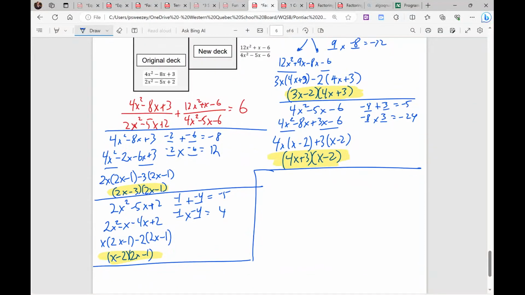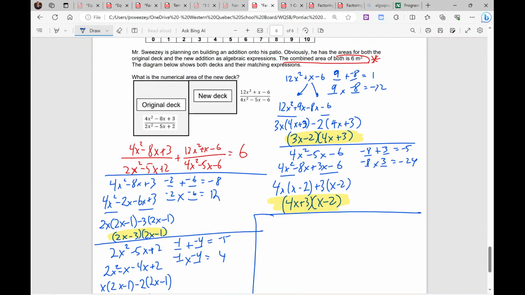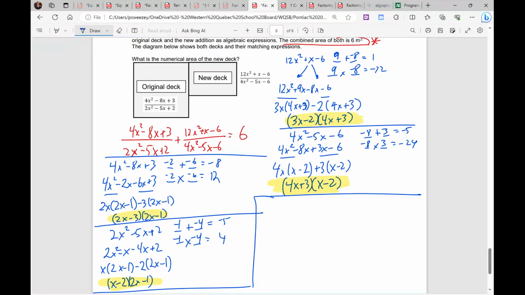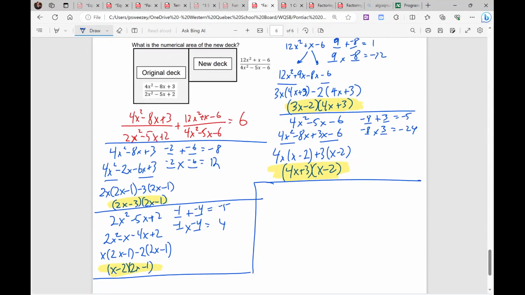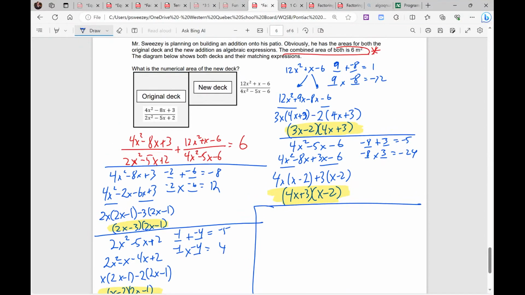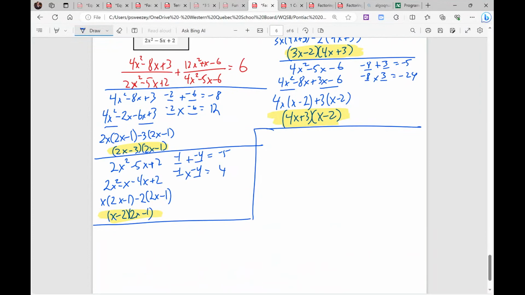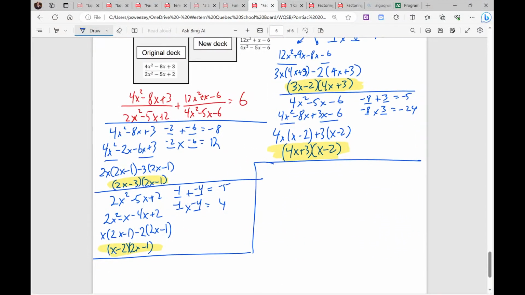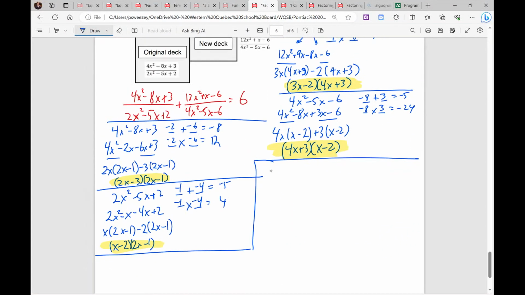So really quickly here, just a quick overview. I don't want to go over the factoring part, but as you can see here, I found my equivalency statement where it says combined area of both is 6. I built it out and factored each piece. So from here, I would then write out the actual setup.